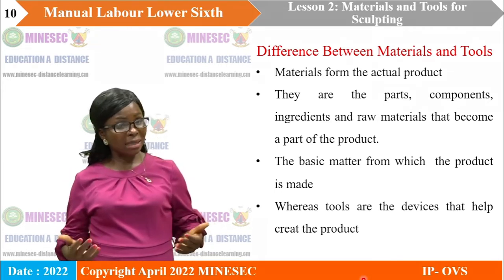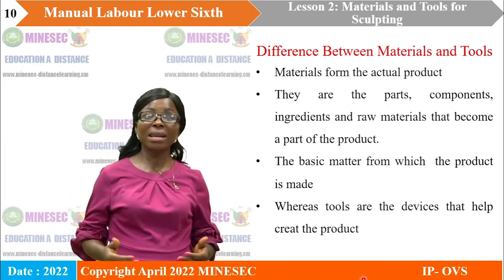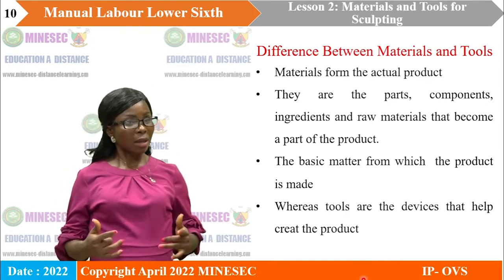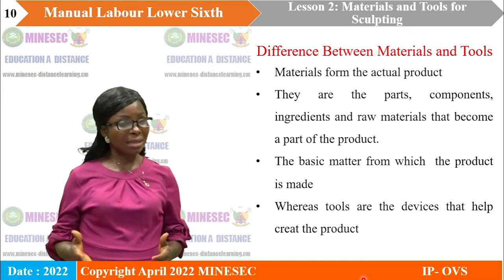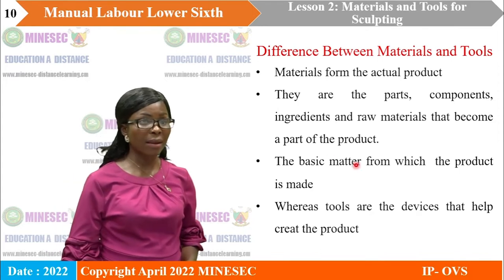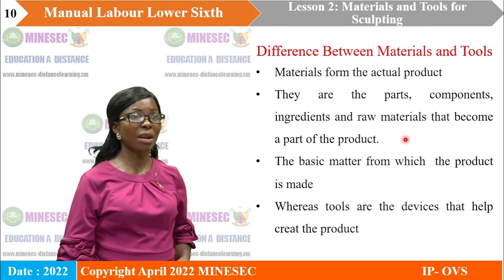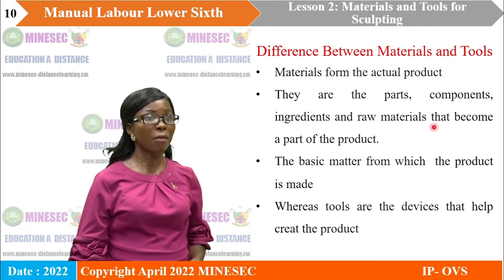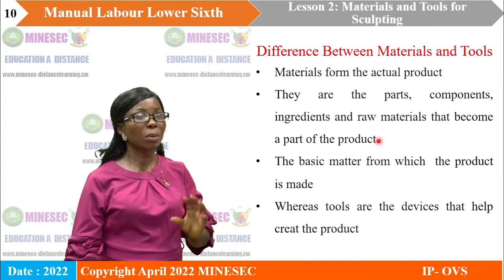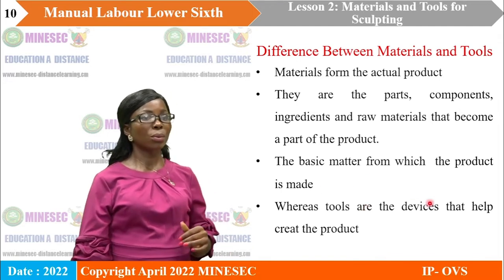They are the parts, components, ingredients, and raw materials that become part of the product. Let me read again. They are the parts, components, ingredients, and raw material that become part of the product. It means at the end of your processing of a wooden object, the material should be part of this product.